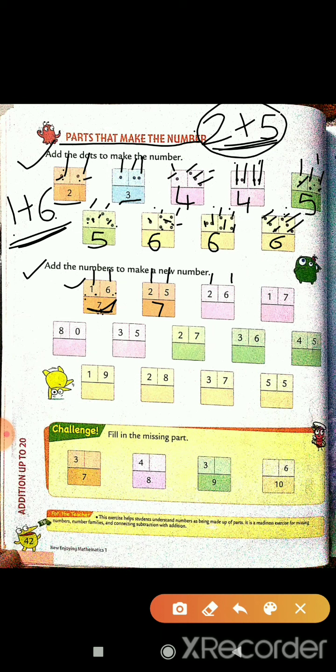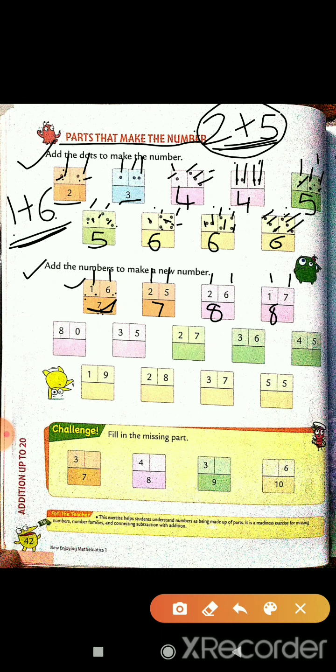Got it, students? Next, in the first box 2 is written and the second box 6 is written. So 2 plus 6 gives us 8. So what you will write here? 8. Next, in the first box 1 is written and in the second box 7 is written. So what you will write here? 1 plus 7. So 1 plus 7 is equals to 8.